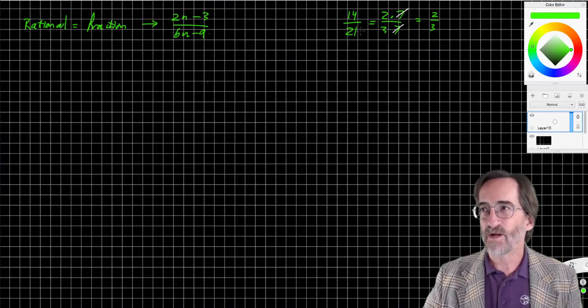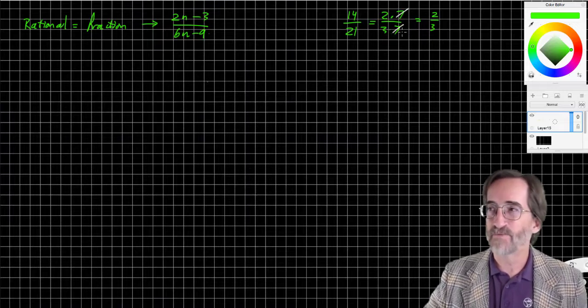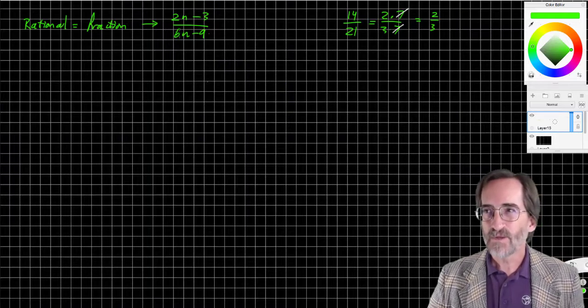So notice what I did. I factored 14 into 2 times 7. I factored 21 into 3 times 7. And then I canceled the 7s. We're going to do that same thing. We're going to factor. Okay? So I'm going to factor what I can out.